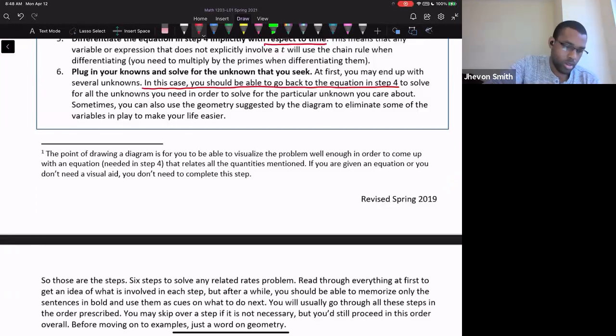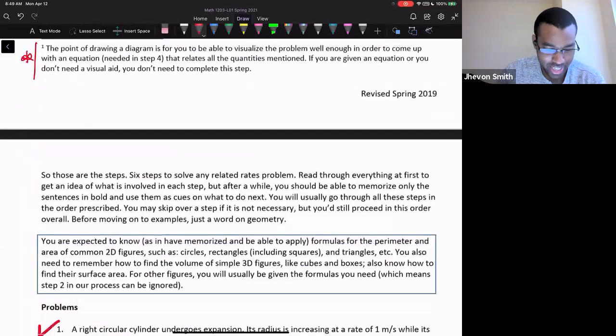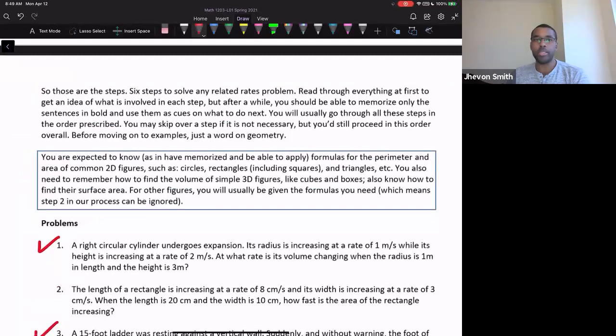Oh, yeah. 2019 Jhevon did write that down. The point of drawing the diagram is to be able to visualize a problem. If you're given that equation, you don't need a visual aid, so you don't need to draw the diagram. He thought of everything, that guy. Yeah. This guy must know what he's doing. Okay. All right. Those were the steps.